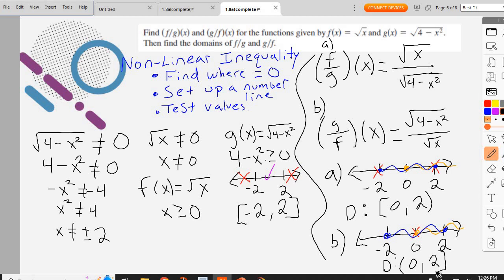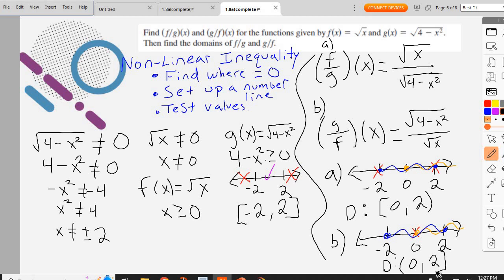Remember, like I said, the two things that we're looking for when we're talking about domain restrictions are: when we have a fraction, our denominator cannot equal 0. When we have a radical, the inside stuff has to be greater than or equal to 0.